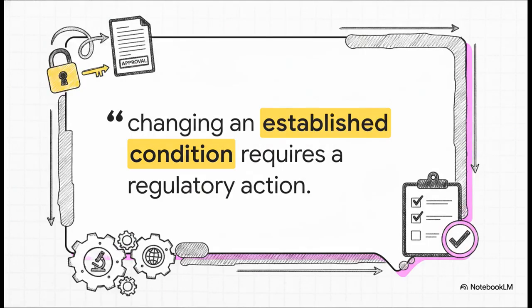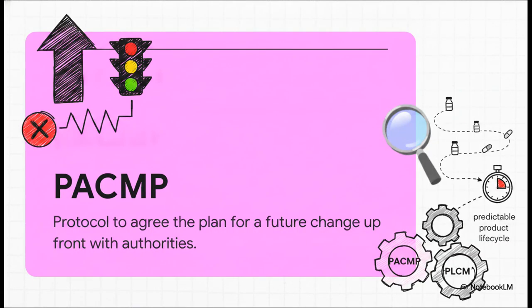And here is the definitive answer. Drumroll, please. By definition, changing an established condition requires a regulatory action. No way around it. While the exact reporting category, like whether it's a major prior approval or just a moderate notification, depends on the specific market, the actual need for formal regulatory action is an absolute, non-negotiable boundary. Now, here's a really cool strategy.